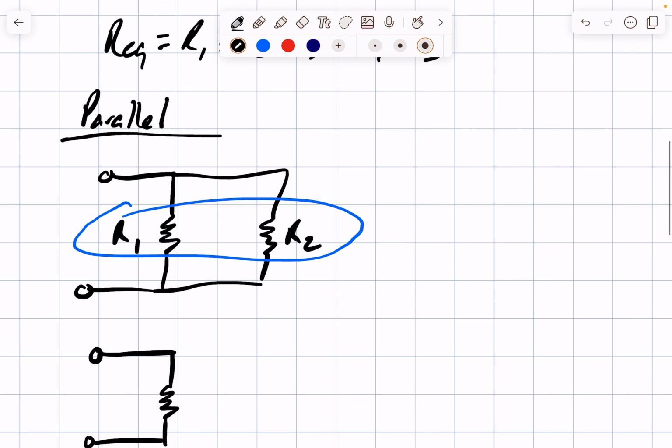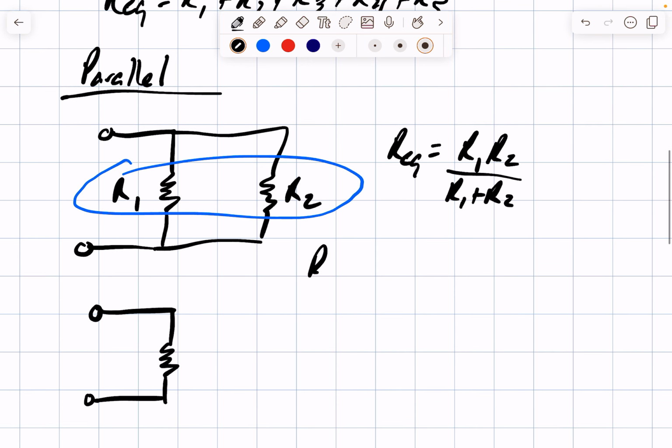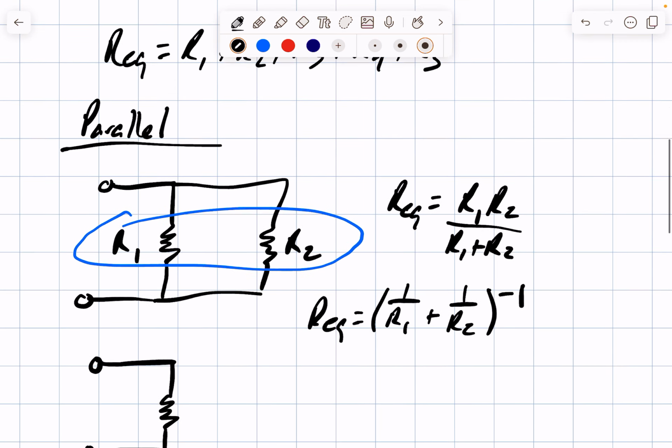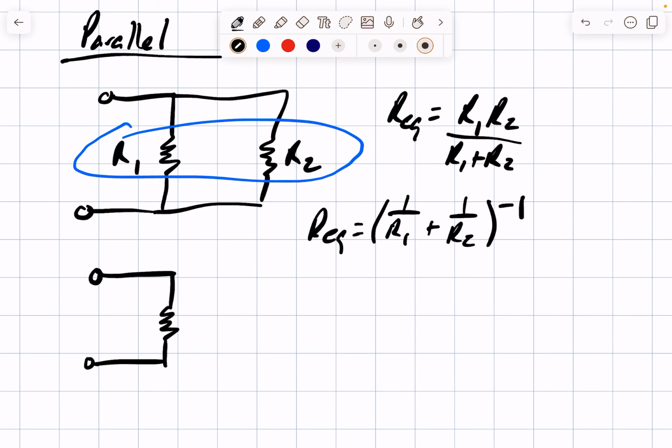And there's a different equation for parallel resistors. So we will have the equivalent resistance is equal to R1 times R2 over R1 plus R2. Or another equation that we can use, which gives us the exact same result, can be Req is equal to 1 over R1 plus 1 over R2 to the exponent of -1. So the same principle applies as series resistors, to where we can have as many resistors as we want.